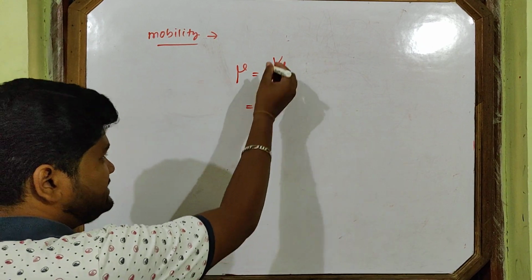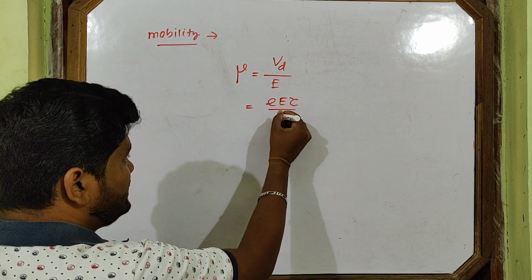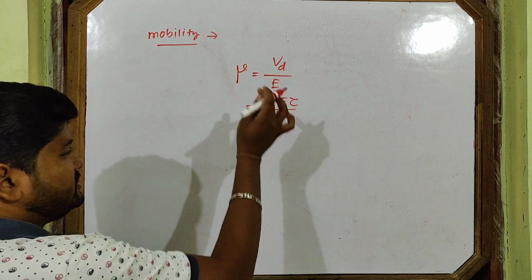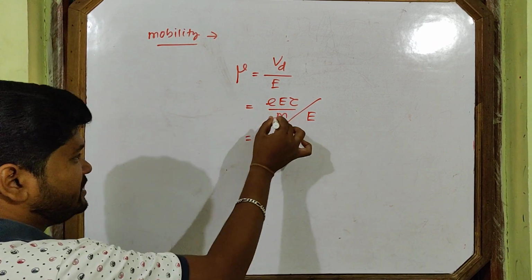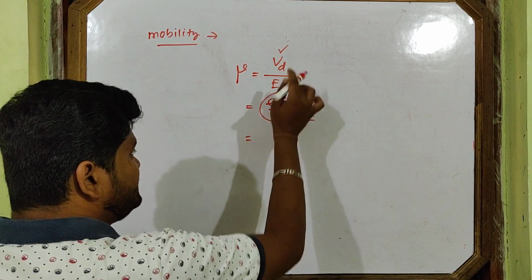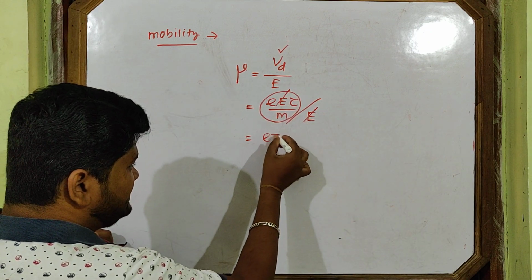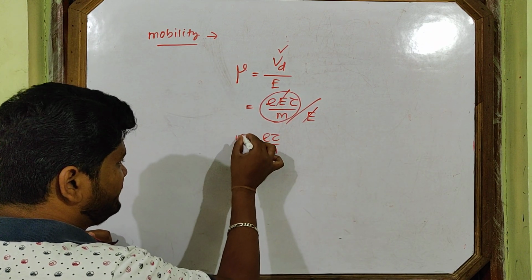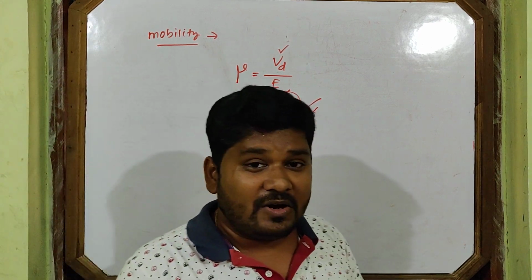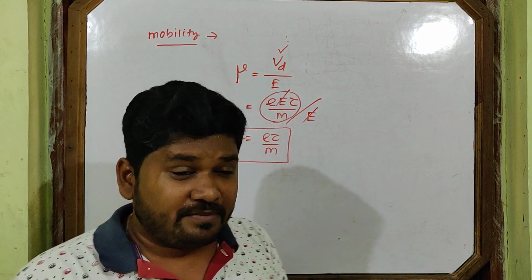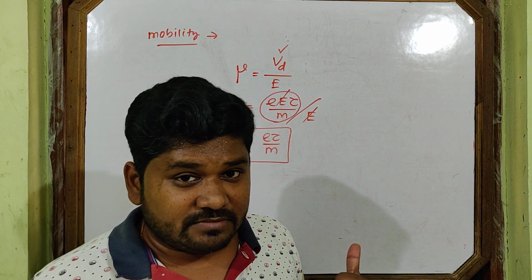Now let's solve it further. Just before, I wrote E tau by m as the formula of drift velocity for electron, divided by electric field intensity. So E cancels, and we get E tau by m. This is the mobility formula, but only for electron.